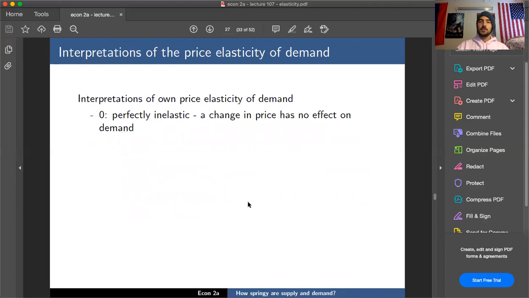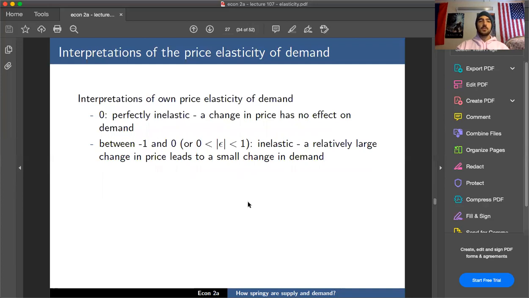How do you interpret the value once you get it? So 0 is perfectly inelastic. If your elasticity is calculated to be 0, then a change in price will not affect the demand in the slightest. Between negative 1 and 0, it's going to be inelastic, as I said in the previous slide. These are good definitions to write down. A relatively large change in price leads to a small change in demand if it's inelastic.